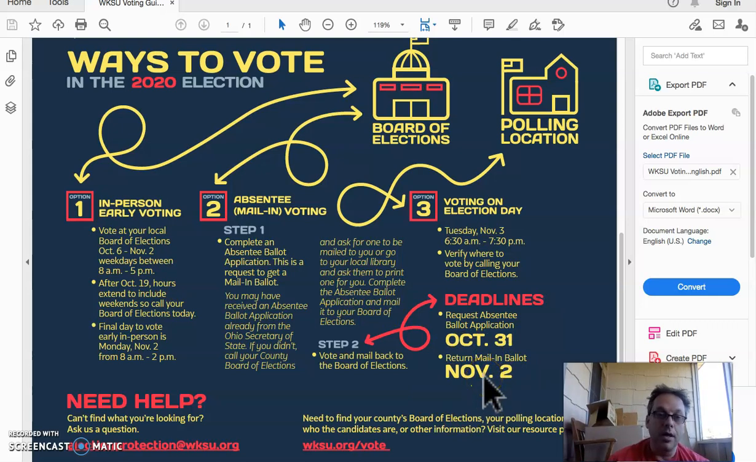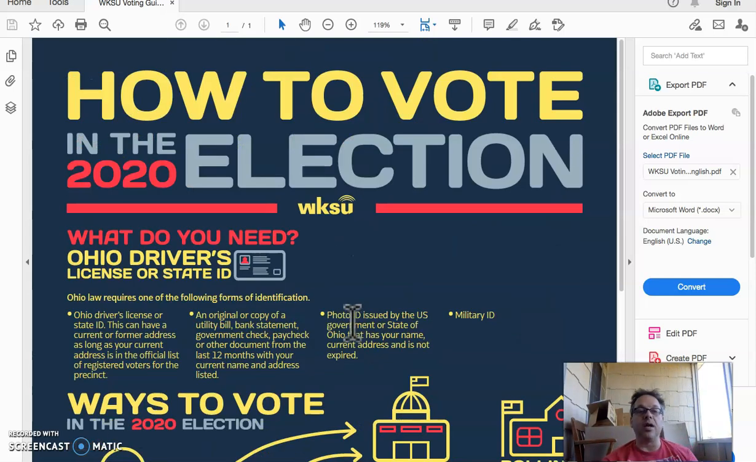Okay. If you need help, here we have an email address from our friends at WKSU, electionprotection@wksu.org. Also, you can check out the website, wksu.org/vote, VOTE.